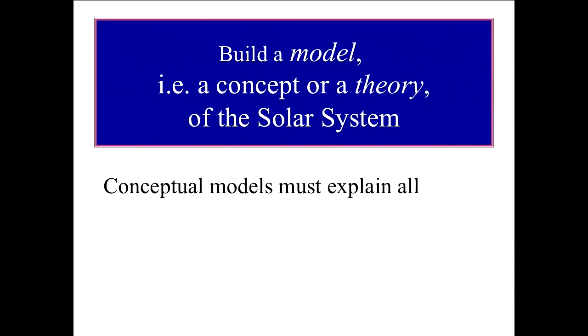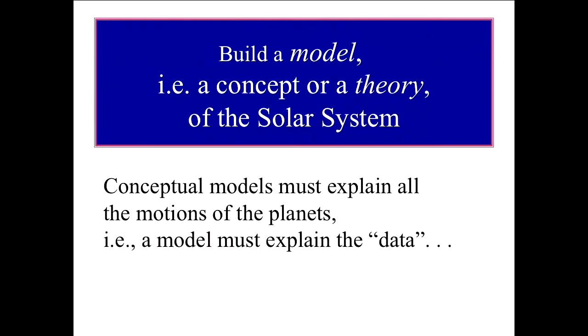A conceptual model must explain all of the information, in this case, motion of the moon or the planets or whatever it happens to be. In astronomy, you have data that involves the positions of, the visibility of, the phases of the objects, and your model better agree. If it doesn't, throw out your model, it's wrong. That's the nature of science.